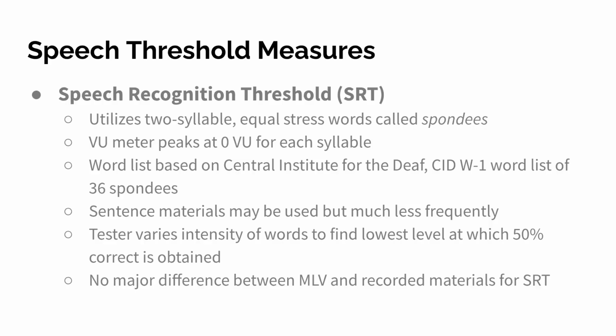The tester may vary the intensity of the words to find the lowest level at which 50% correct is obtained. And by varying intensity, I mean adjusting the audiometer attenuator dial. There's no major difference between monitored live voice and recorded materials for speech recognition threshold. That is in stark contrast to suprathreshold word recognition testing, where there is a major difference.